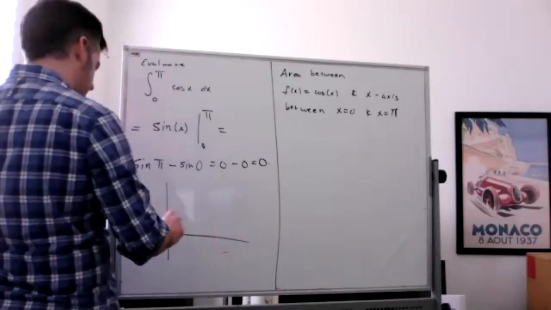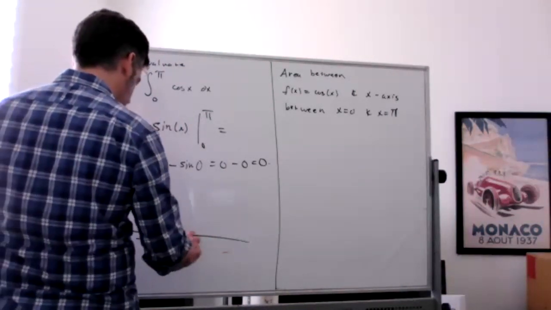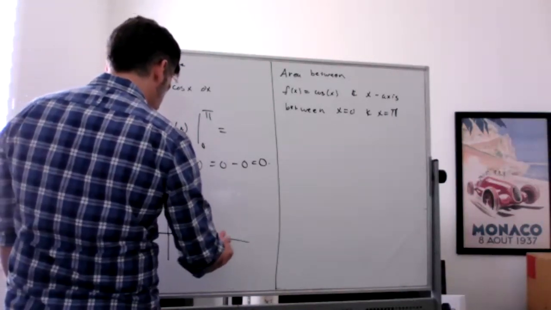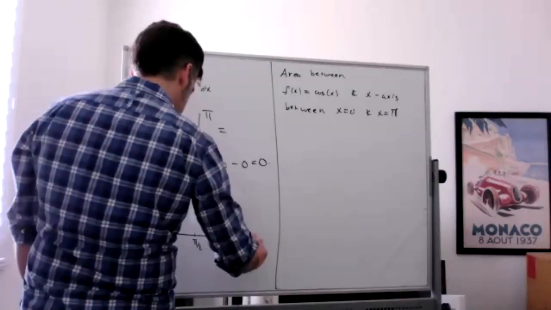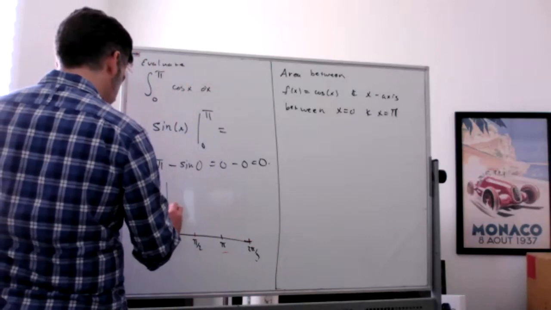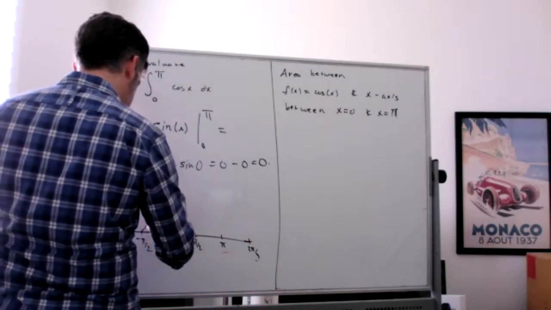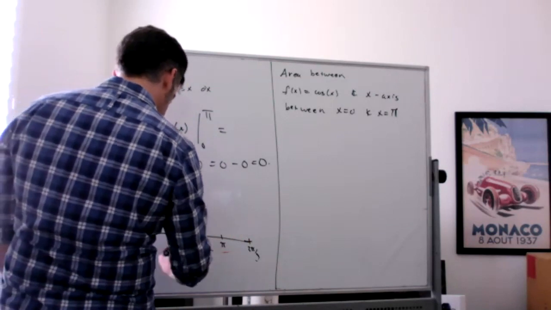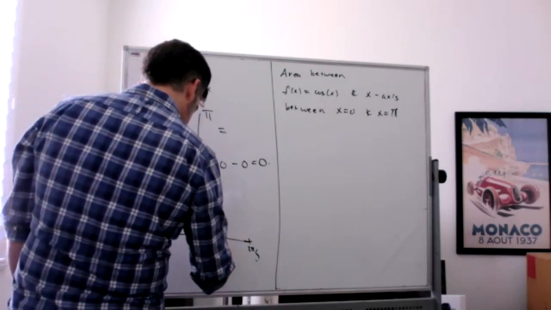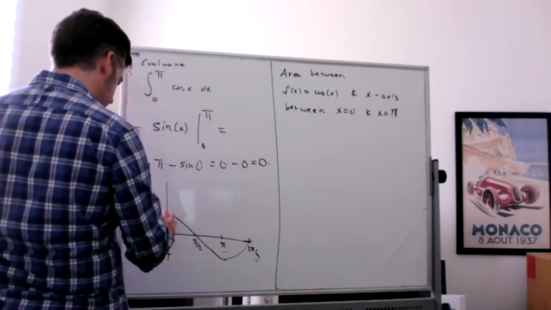So here's what cosine looks like. So negative pi over 2, 0, pi over 2, pi, 3 pi over 2. So cosine of 0 is 1, and this kind of deal. So we're looking at this.